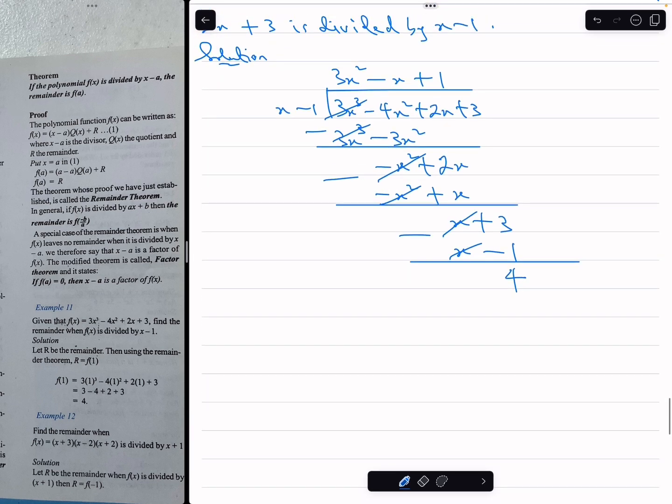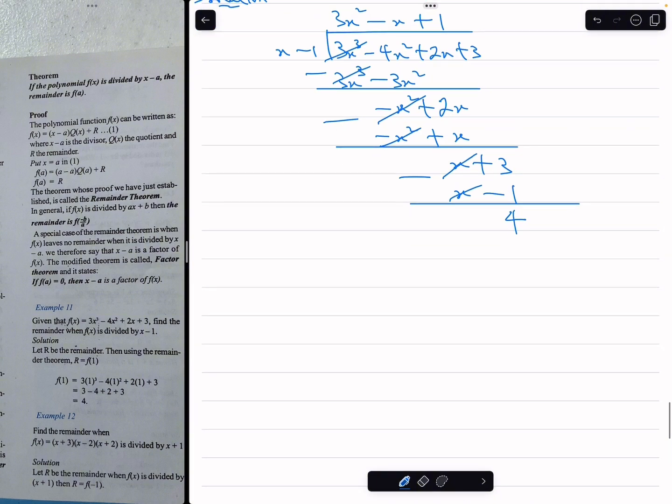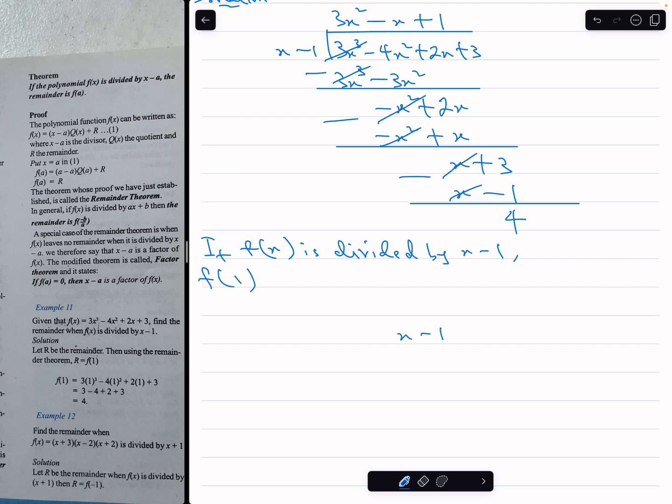Now let's use the remainder theorem. If f of x is divided by x minus 1, the remainder is f of 1. Just say x minus 1 equals 0, and x will be equal to 1. So that means the remainder will be f of 1.